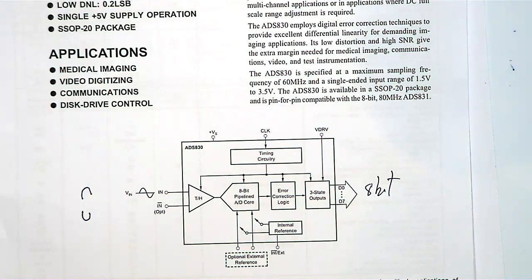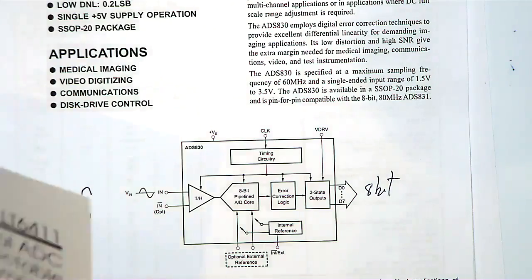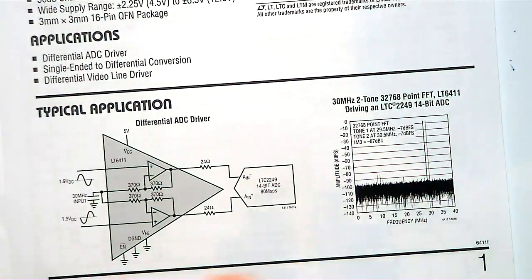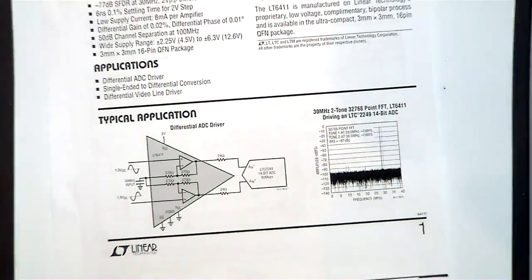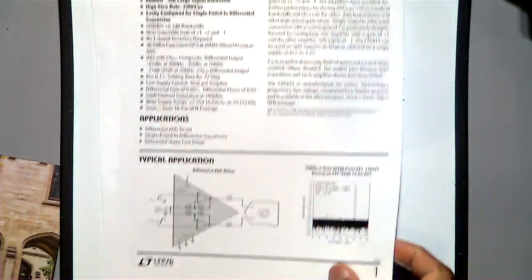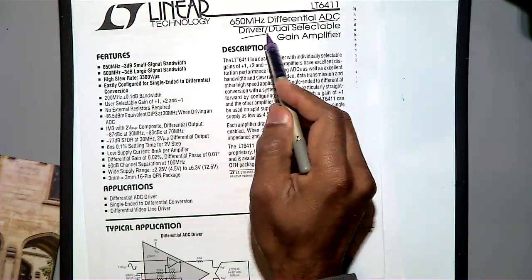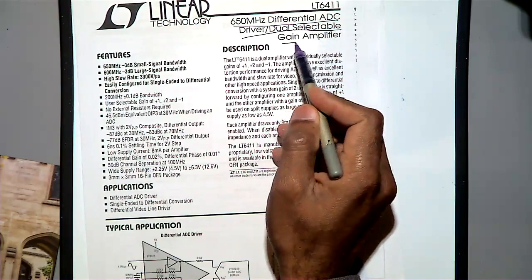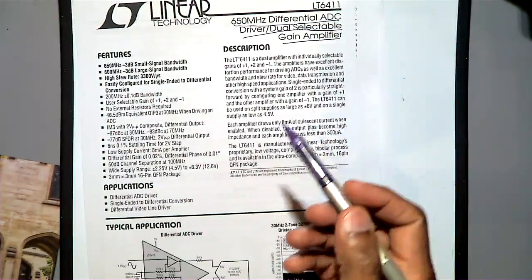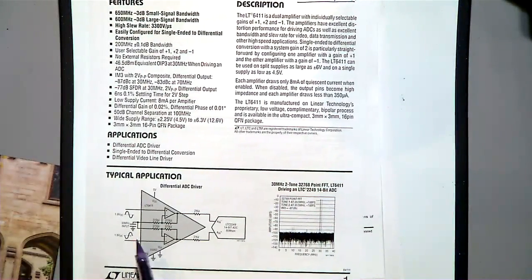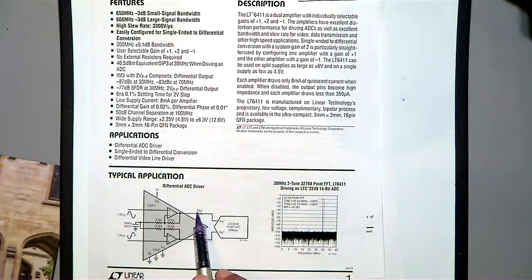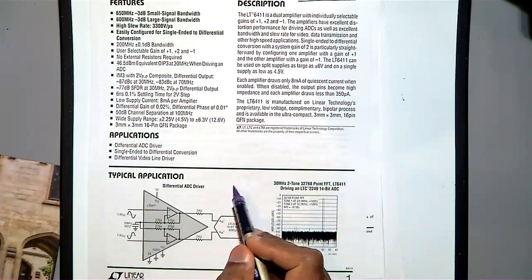In that case, if you are using a differential channel, well, in your DSO you don't need to use a differential. But in future if you are using differential, then you have a data sheet like this. This is an example, 650 megahertz differential ADC driver with dual selectable gain amplifier. Here, if you have a single-ended input, it will make it differential, see.